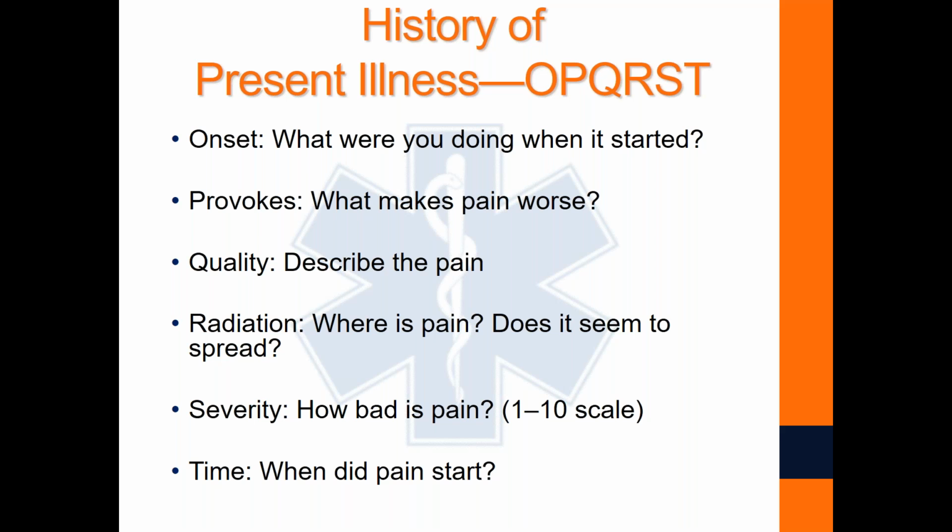So the OPQRST is just what you see here right on your screen. Onset. What were you doing when it started? How did all of this come about? How a problem presents to the patient can tell us a lot. My patient who hasn't been on a treadmill since he graduated high school 22 years ago just decided to take up a strict exercise regimen and hops on the treadmill and gets to running. About 2 minutes in, they developed some chest pain and sat down and called 911 because they were having chest pain.